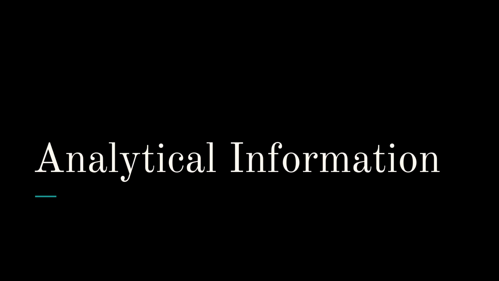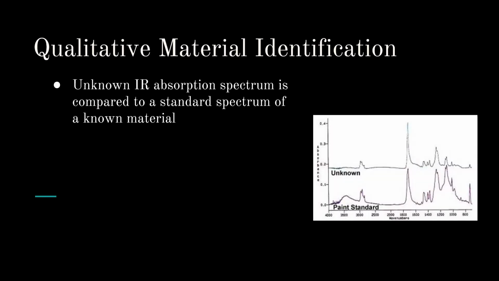After taking all the measurements, we can finally start to analyze the results we've gotten. To identify the material being analyzed, the unknown IR absorption spectrum is compared with standard spectra in computer databases or with a spectrum obtained from a known material. Spectrum matches identify the polymer or other constituents in the sample.